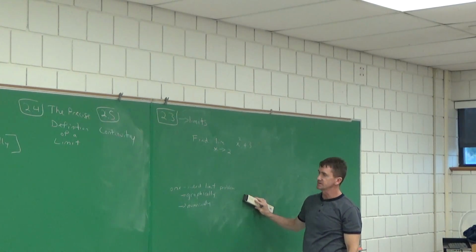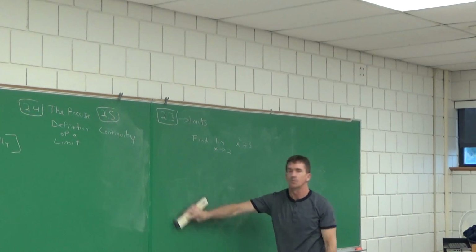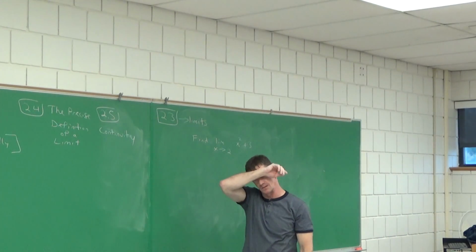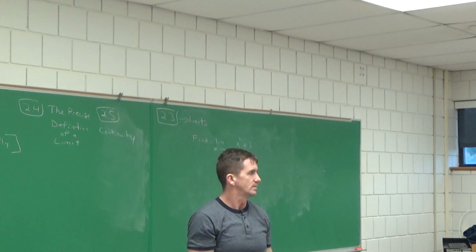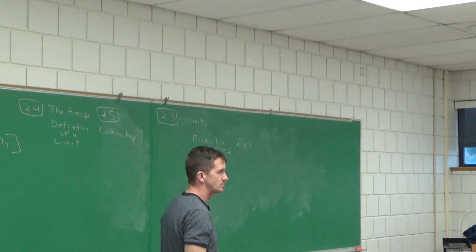I have a feeling you might like this section. So that's a two-sided limit, right? Well, now there are three ways to find limits. Graphically, numerically with tables. You can do it algebraically. I think you're going to prefer algebraically.